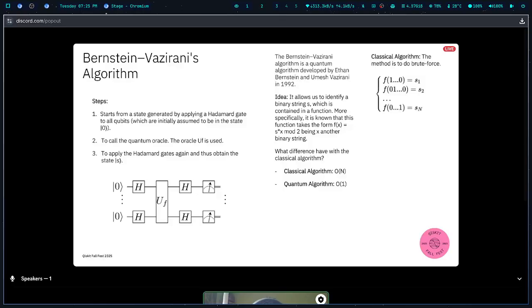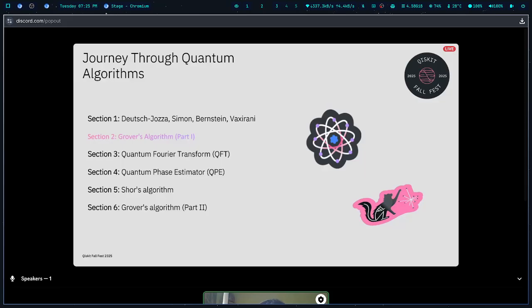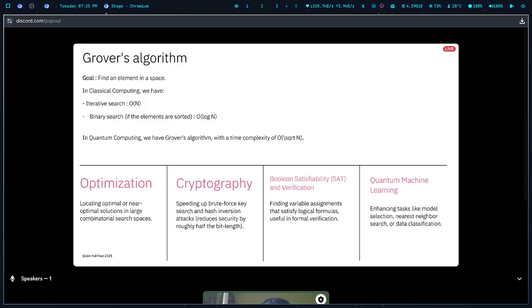I'll give you the presentation later if you want to research more, but I don't think there's a need for that. So I think it's better now to explain Grover's algorithm. Everything that we're going to tell now has some purpose to it, so I think that's the best part.